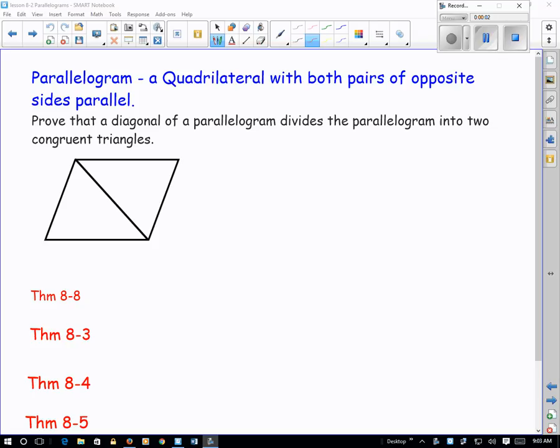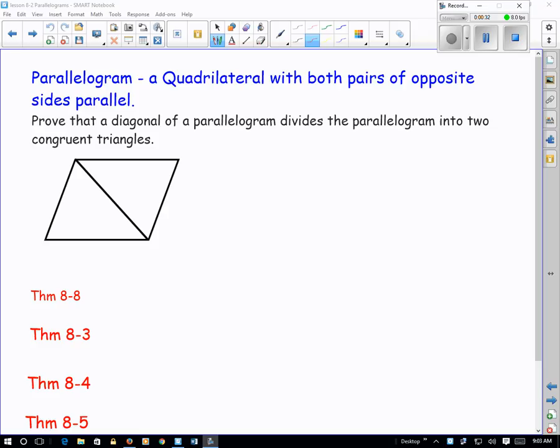Welcome, and here in section 2 of chapter 8 we're going to be looking at parallelograms. And so we first start off with the definition of parallelogram. A parallelogram is a quadrilateral, which tells us what about the parallelogram? That it has four sides, with both pairs of opposite sides parallel. Okay, so that's our definition. There are other possible definitions for parallelogram, but we're going to work with this one.